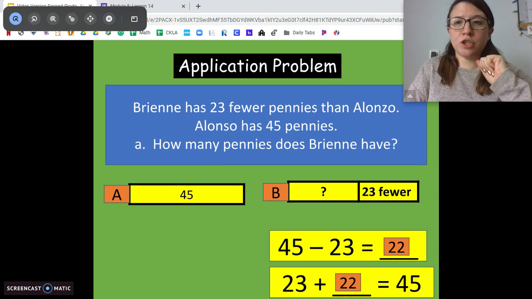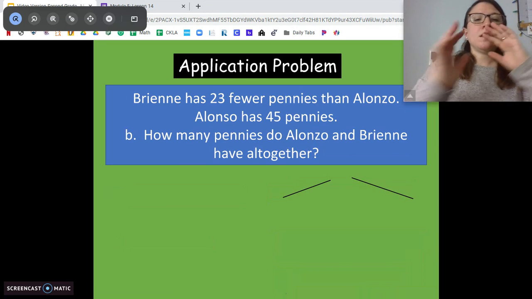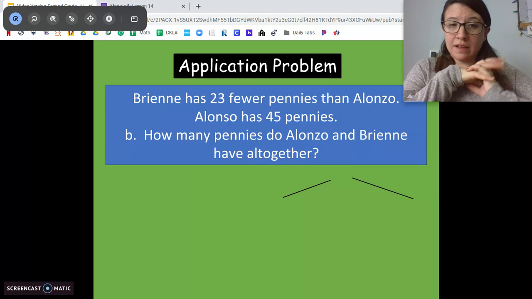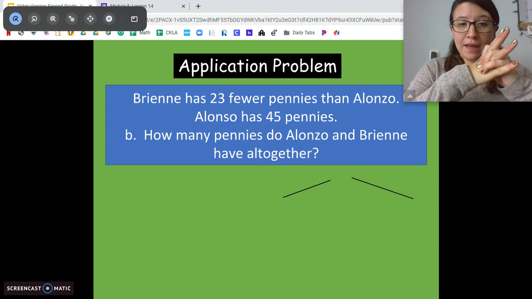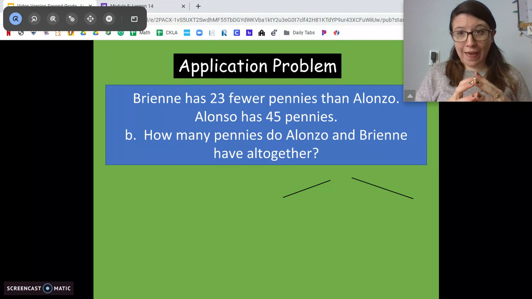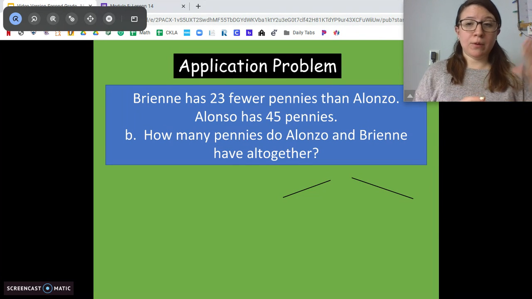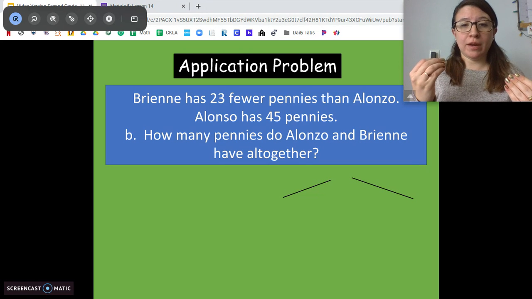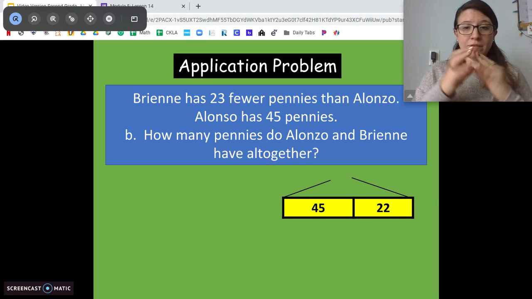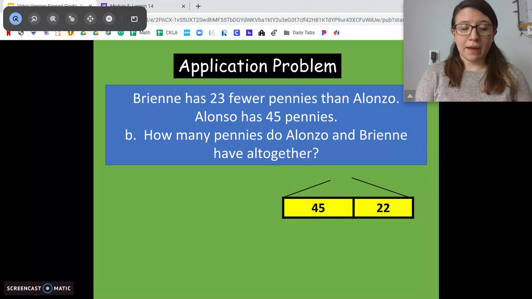We're going to go on to part 2 of the word problem. So Brienne has 23 fewer pennies than Alonzo. Alonzo has 45 pennies. How many pennies do Alonzo and Brienne have together? Okay, so now we're taking the information from the last one and putting it with this one. We want to know how many pennies do Alonzo and Brienne have together. So I'm going to again draw a picture, and I have to figure out how many all together. I want you to pause and solve on your own and come back when you're ready.